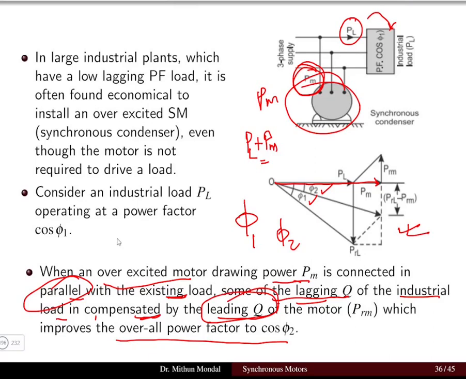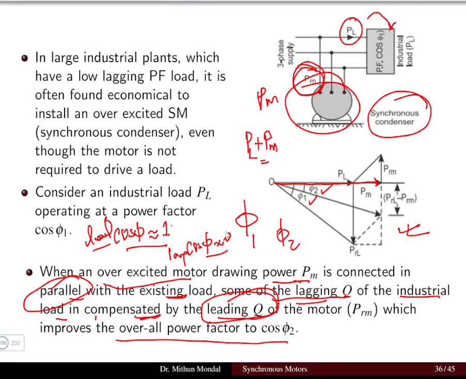To improve the power factor means the value of cos phi has to be close to the unity value. The power factor is poor when the value of cos phi is close to 0. Then it is a lagging power factor, and if it is close to 1, then it is a good power factor. So the main purpose of using a synchronous condenser is to make the power factor close to 1 so that the overall system power factor is improved.